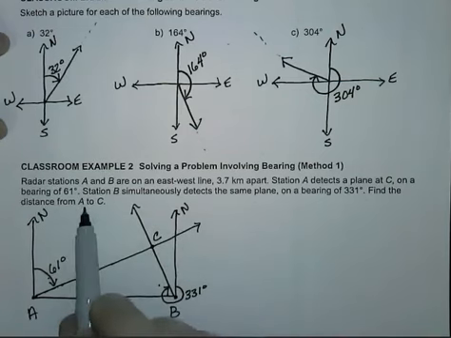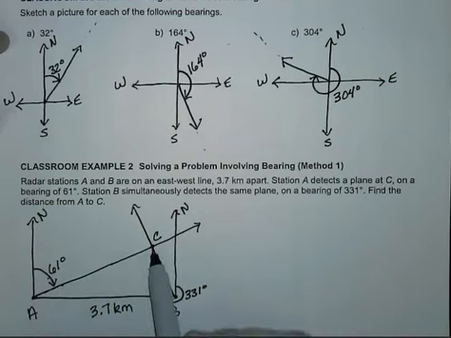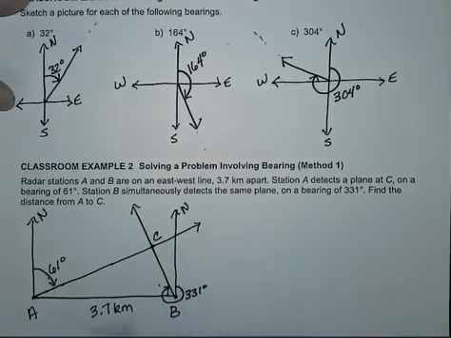And what we're asked to find in this problem is the distance from A to C, so the distance from here to here. Right now, we don't really have any of these angles. We do have one side of this triangle, but we're trying to find this distance right here. To do that, we're going to have to figure out what some of these angles in the triangle are.